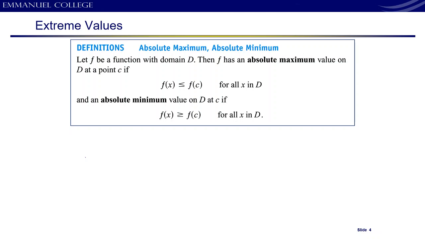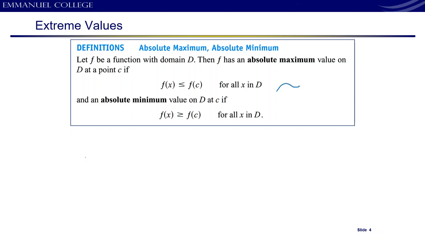But the definition for the absolute maximum is: let f be a function with domain D, then it has an absolute max on the domain D at a point c if f of x is less than or equal to f of c for all x in D. What this means is f of c is larger than or equal to any value in your equation.